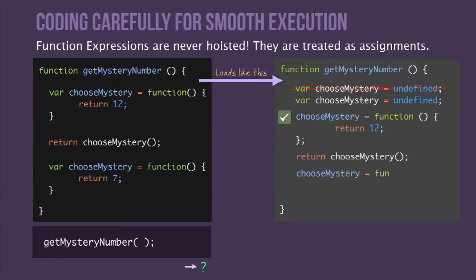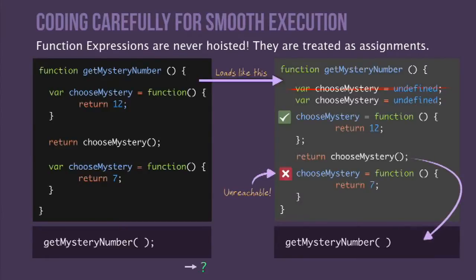And then this later assignment of a function expression to the choose mystery variable is actually unreachable as a result of that return statement. So again, once we've returned, we can never reach that code that's underneath the return statement. So when we call get mystery number, the only function expression that's ever been associated with choose mystery by the time we return is the one that returns 12.